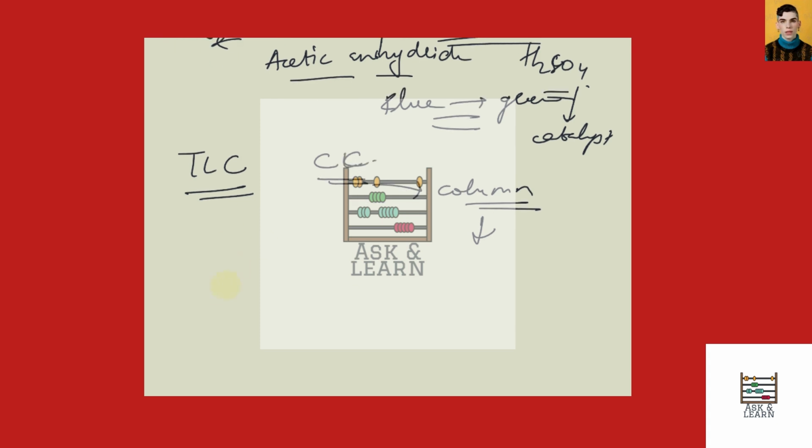The type of support used: TLC uses a solid support like silica gel or alumina coated on a glass plate, while column chromatography uses a packed column with solid support like silica gel or alumina.